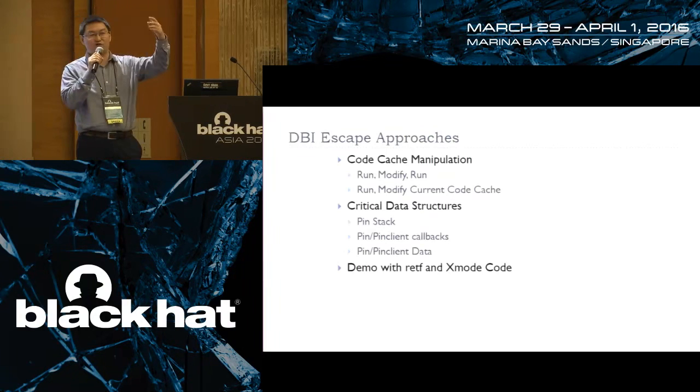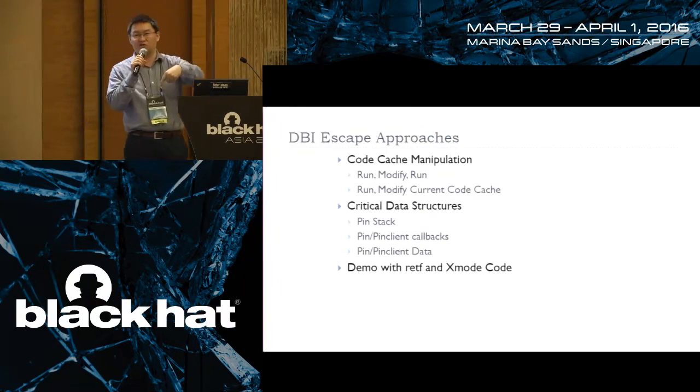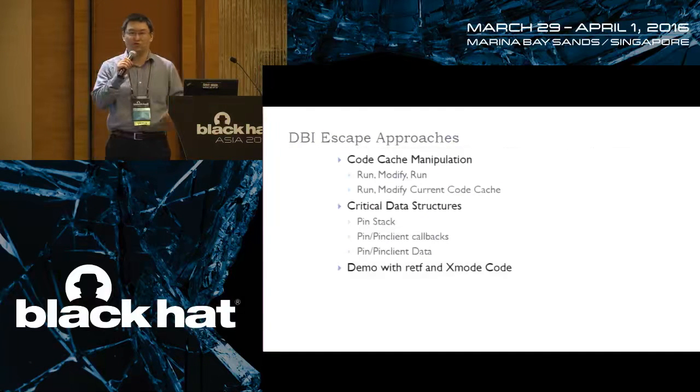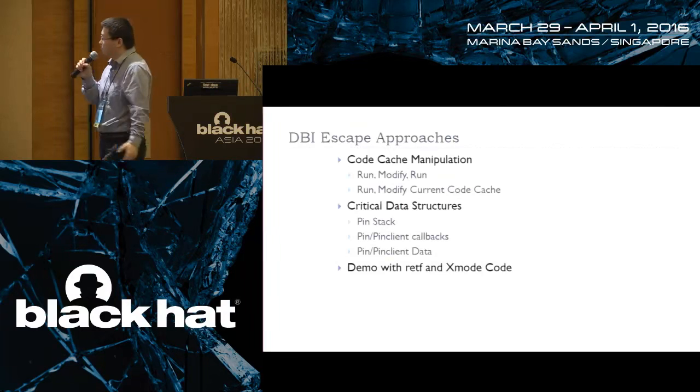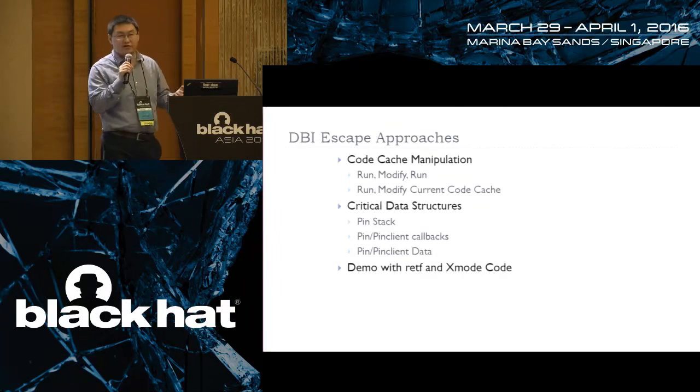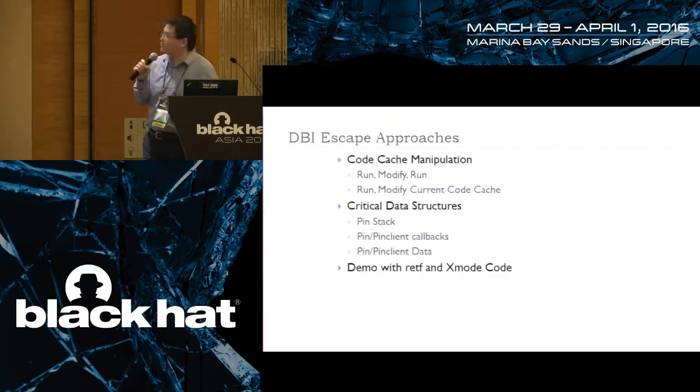Then, of course, if you can change the DBI stack, you can take over, right? There are a bunch of call instructions that put the return address on the stack. You change that stack so the stack value points to your code, and you can take over easily. And also, there are lots of Pin and Pin client callbacks that are writable in memory. If you can change those, you take over. And also some critical data structures, right?